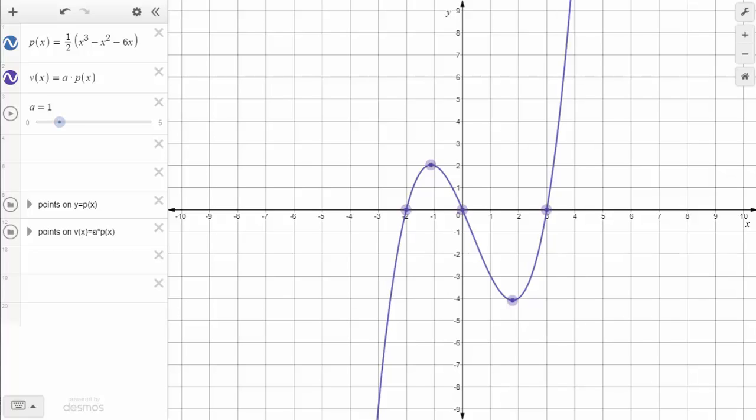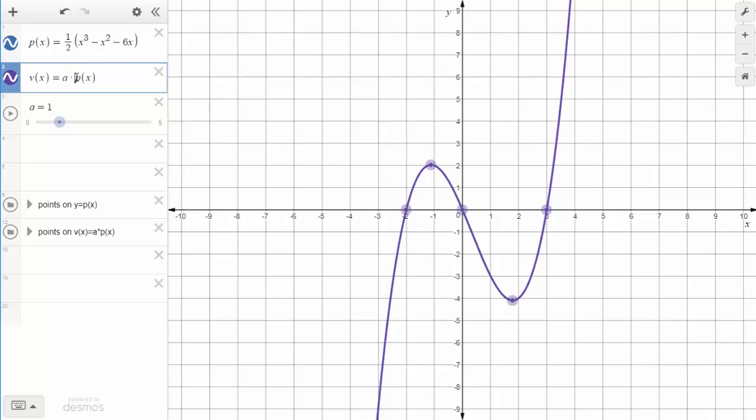In this example, we're going to explore what happens when we multiply the outside of a function by a constant. So I've opened a Desmos window with the function p of x graphed. This same application is linked from the online lecture notes, so you're encouraged to open it and play with it yourself.